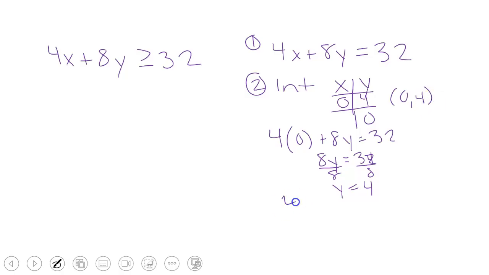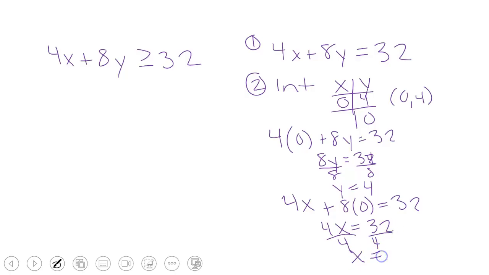And so now let's start over. So I'm going to do 4x plus 8, 0. So instead of y, I'm plugging in the 0. So then 4x equals 32. Divide by 4 on both sides. So then I have x equals 8. And that is in my x column. So that's the x-intercept.